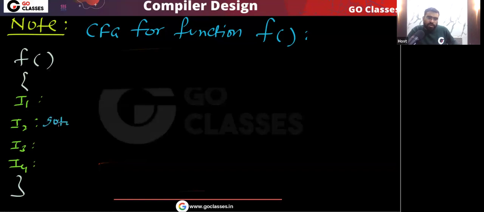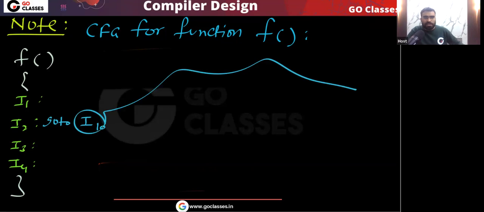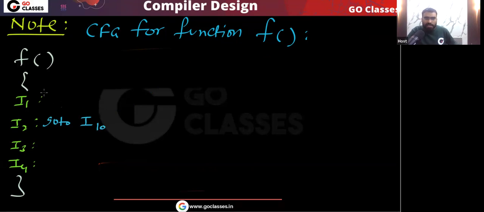But let's assume here you have go to some I10. Actually, this is the instruction of some other procedure. Please understand, I10 is not part of this function. In this function, there are only I1 to I4.